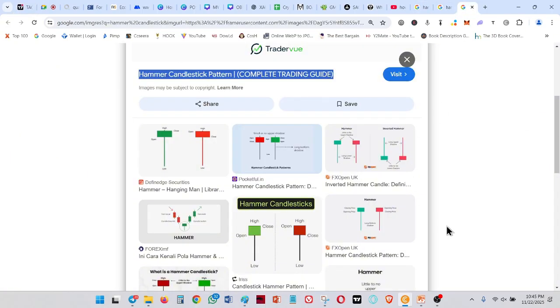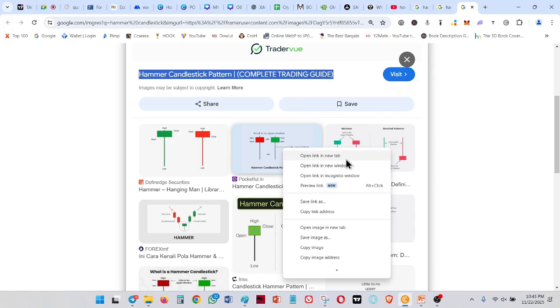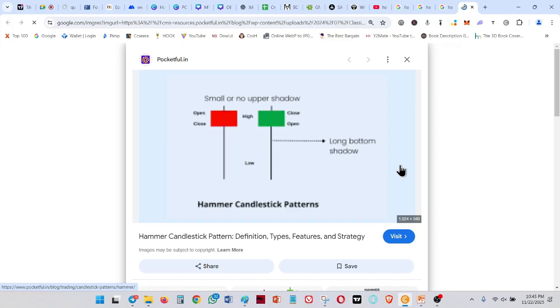And if you look at it carefully, let me open this one. Look at it here. I designed and kept it for you to show you so that you'll understand. Can you see that this is also a hammer candle? Look at it. Hammer candlestick pattern. Can you see that there's a small wick at the top? There's a small wick at the top. So even when you see it like this, it is still a hammer.